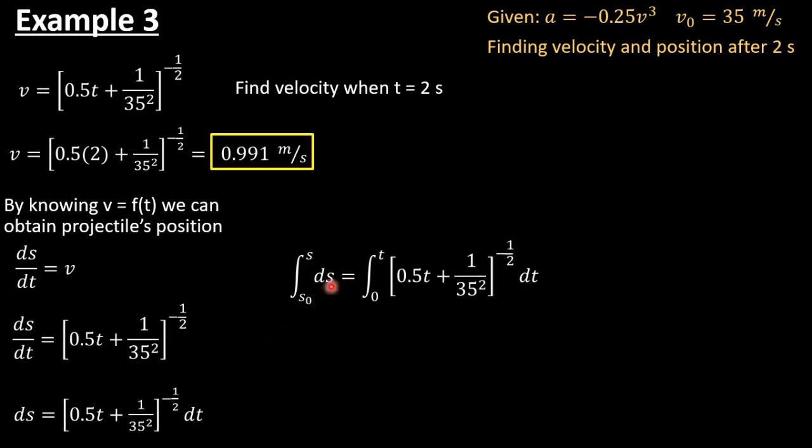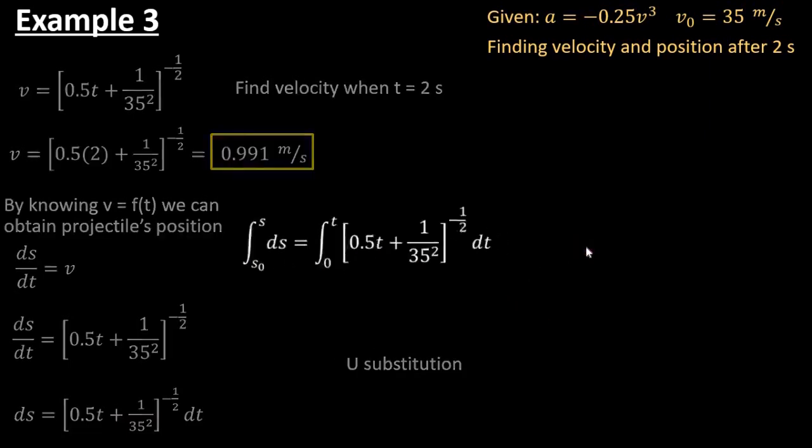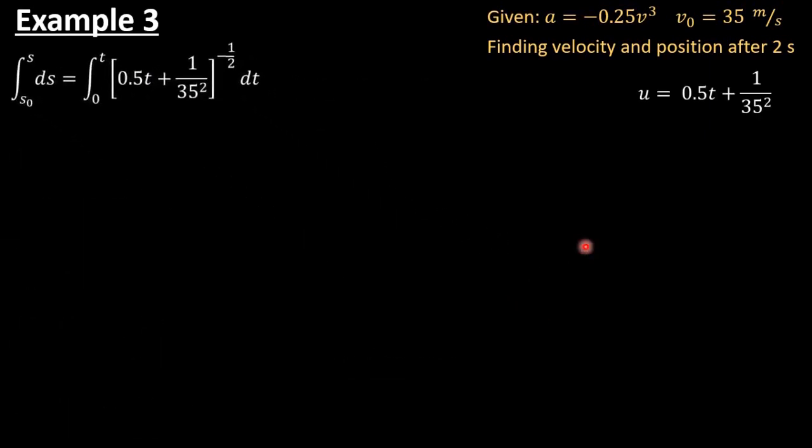Continue over here. I then perform the integration. So I integrate ds from s0 to s, and I integrate this side from times 0 to t. For that, I need to use u substitution. For u substitution, you have to pick something you're going to substitute and call it u. In this case, I'm going to call (0.5 times t plus 1 over 35) squared as u. I then take the derivative of that to get 0.5, and then I get du equals 0.5 times dt.